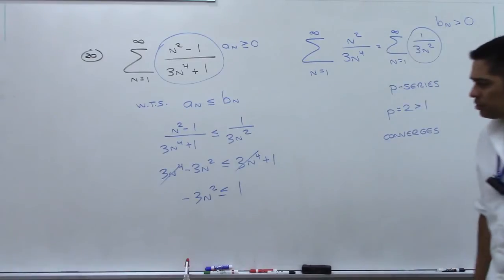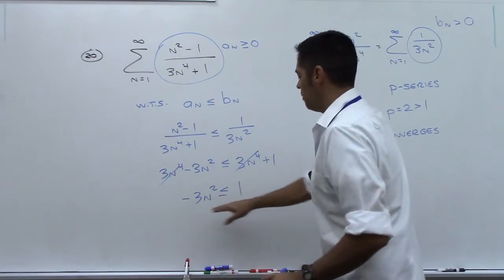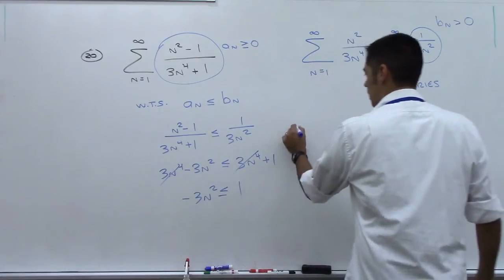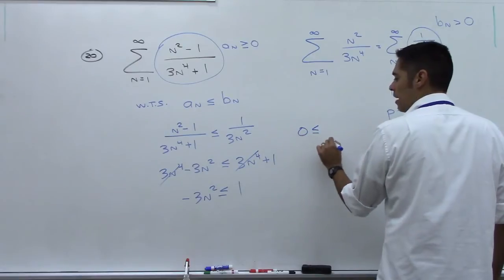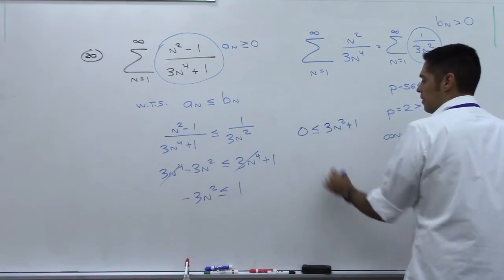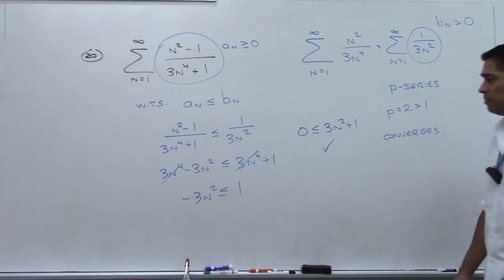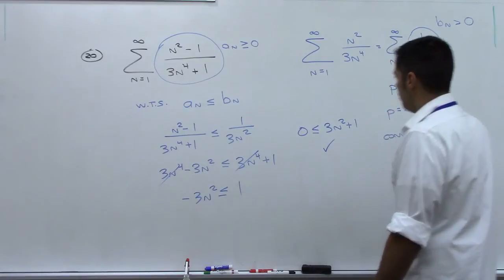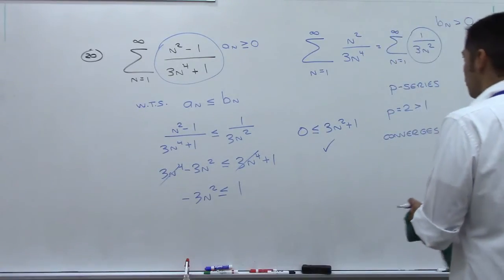And this should always be true. You could just move this to the other side. You get 0 on the left side, and on the right side you get 3n squared plus 1. And this is always true. As long as n is a positive integer, we're good to go. So we've shown that it compares, so we're ready to draw our conclusion.